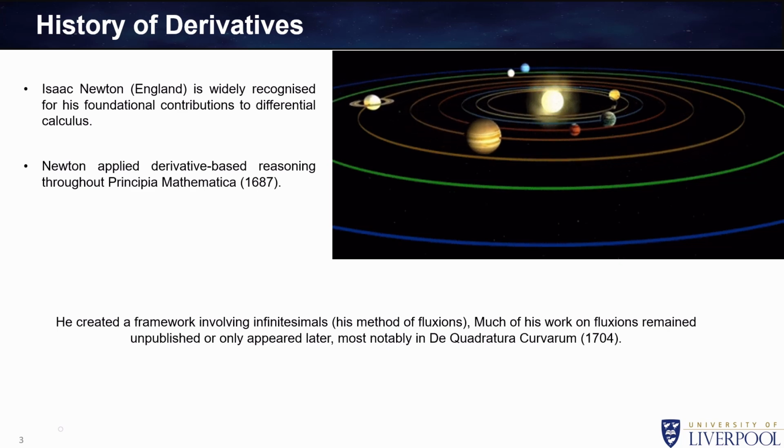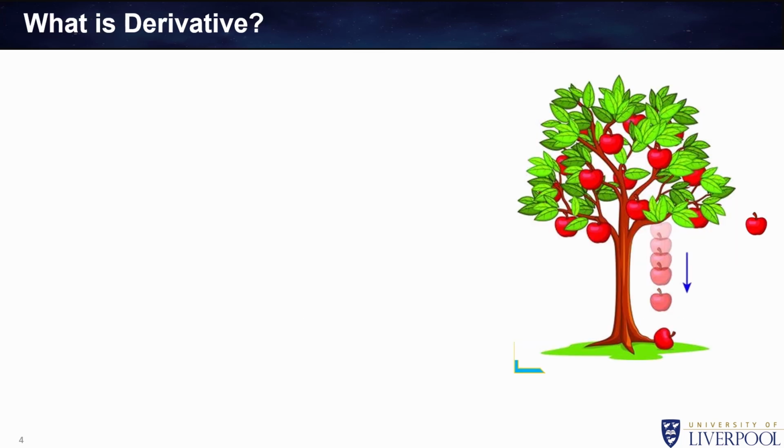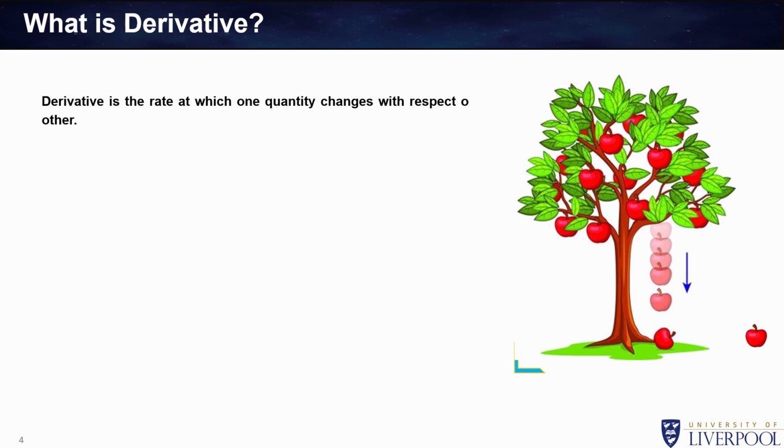He basically developed derivative-based reasoning out of necessity in order for him to have the tools he needed to describe the laws of motion. In order for us to describe how things are changing, for example, how an apple's velocity is changing, we need derivatives, which is the rate at which a quantity changes with respect to another.